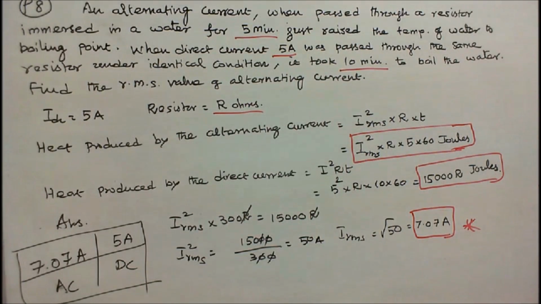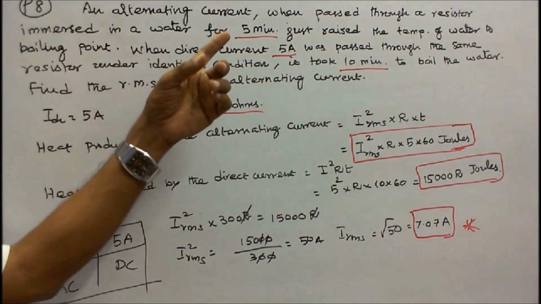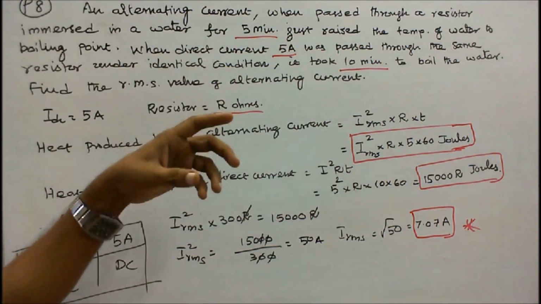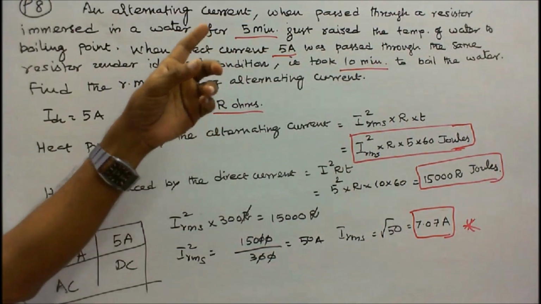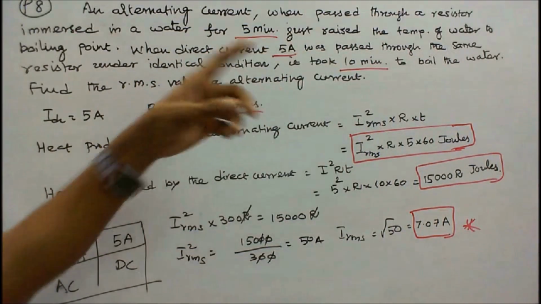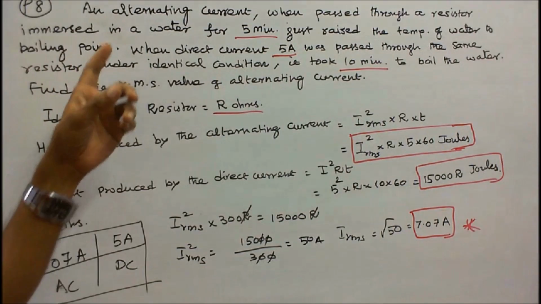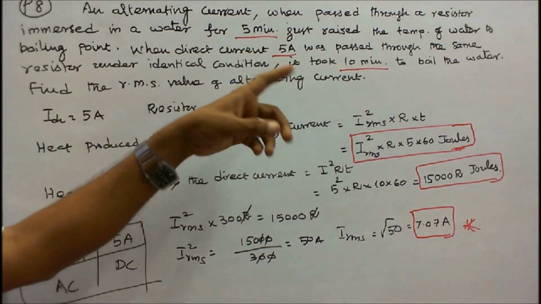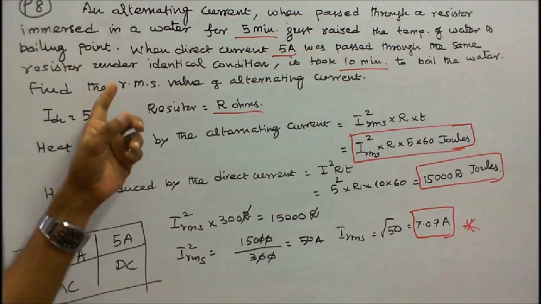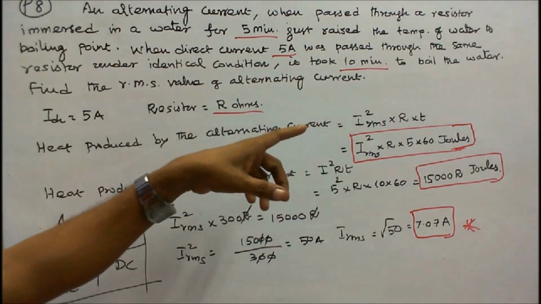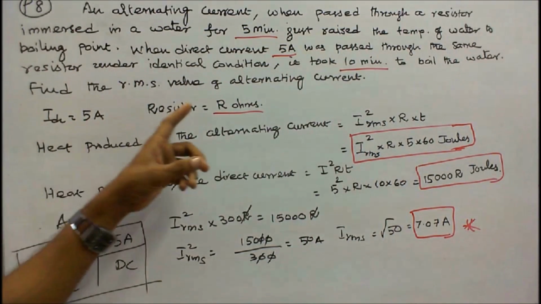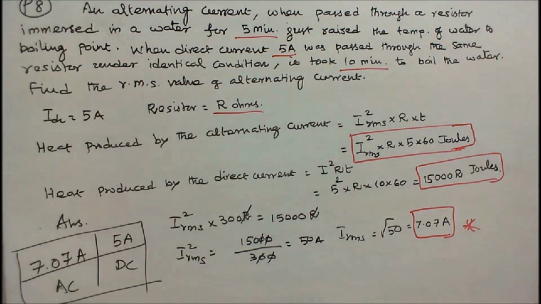Problem number 8. An alternating current when passed through a resistor immersed in water for 5 minutes just raises the temperature of water to boiling point. When direct current of 5 amps was passed through the same resistor under identical conditions, it took 10 minutes to boil the water. Find the RMS value of alternating current.